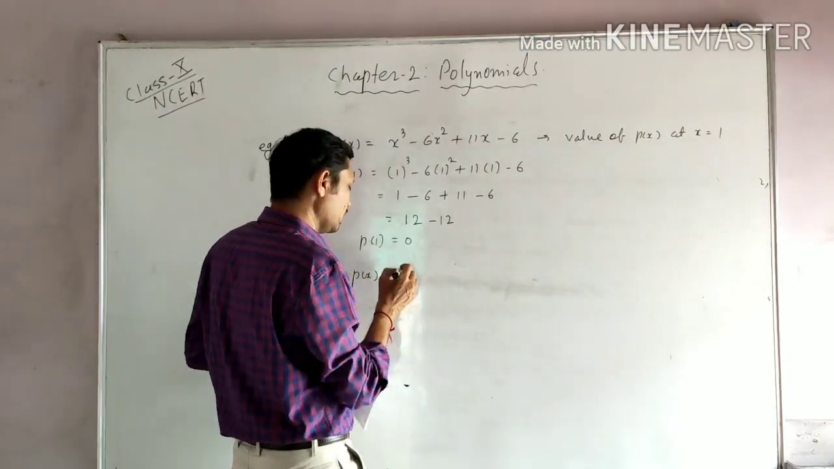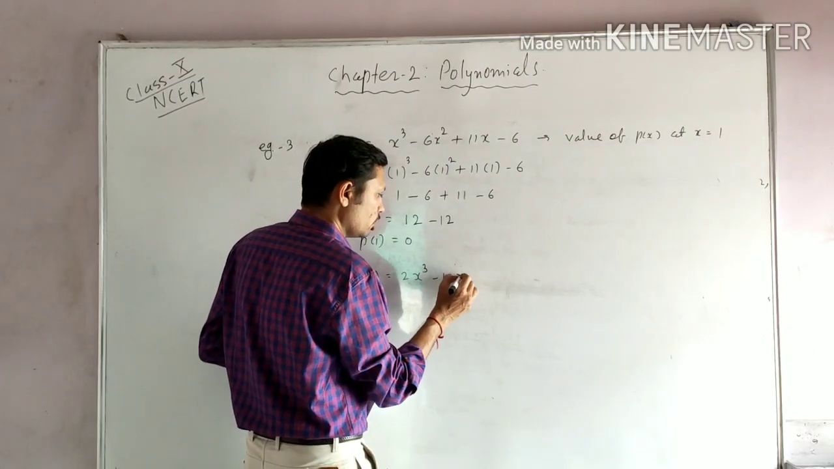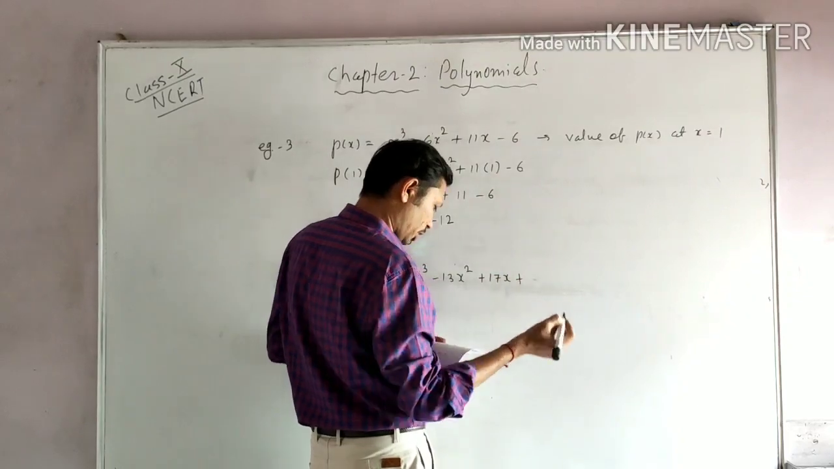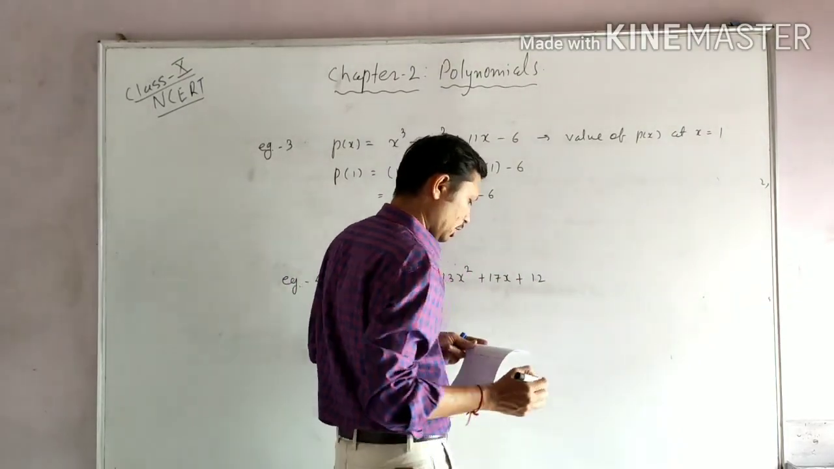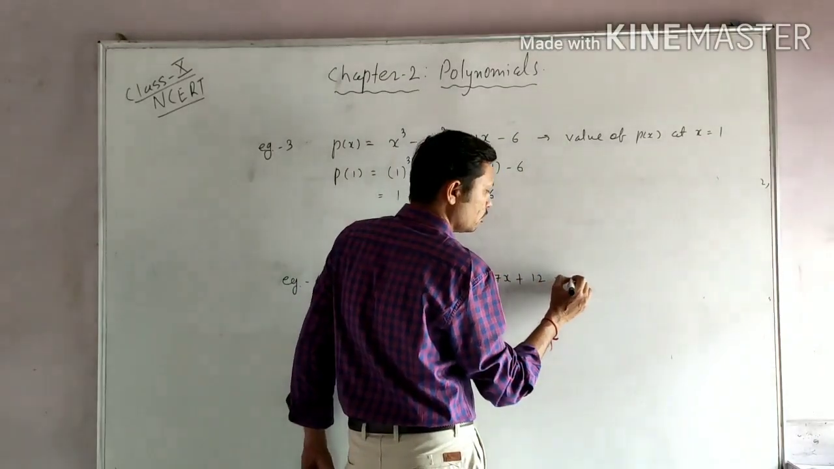Now we will take one more example: 2x cube minus 13x square plus 17x plus 12. Now we will calculate the value of this polynomial.